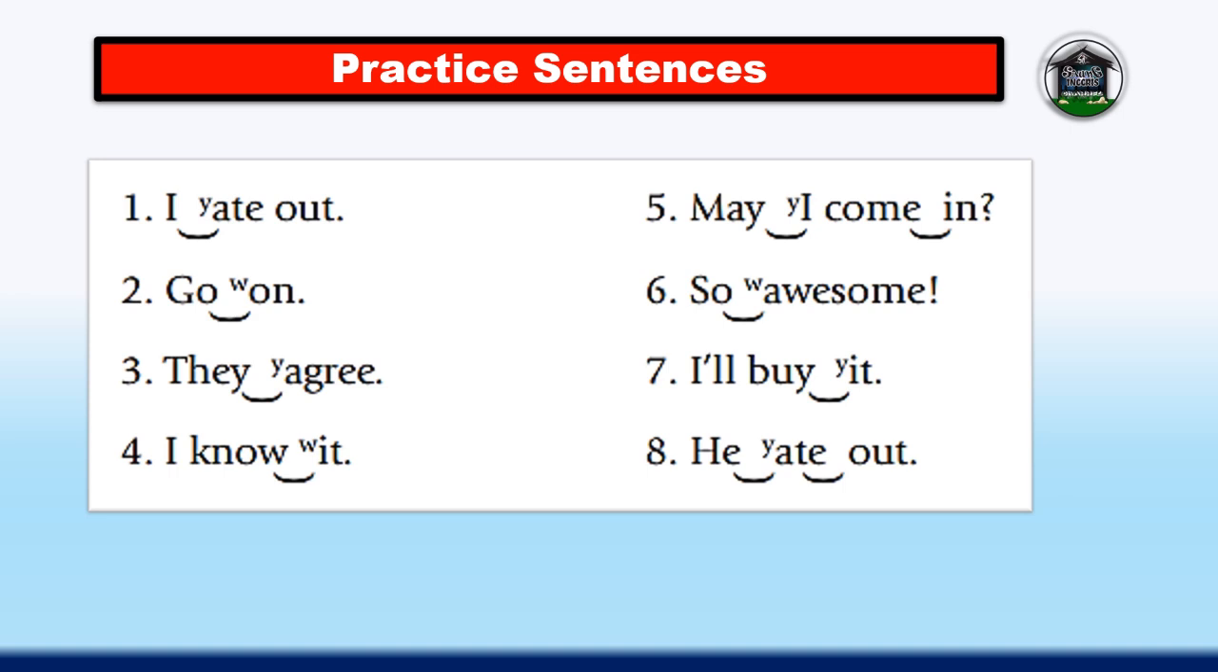Sentences for practice for linking vowels. Don't say I ate out. Say I-y-ate out. Don't say go on. Say go-w-on. Don't say they agree. Say they-y-agree. Don't say I know it. Say I-y-know it. Don't say may I come in. Say may-y-I come in. Don't say so awesome. Say so-w-awesome.